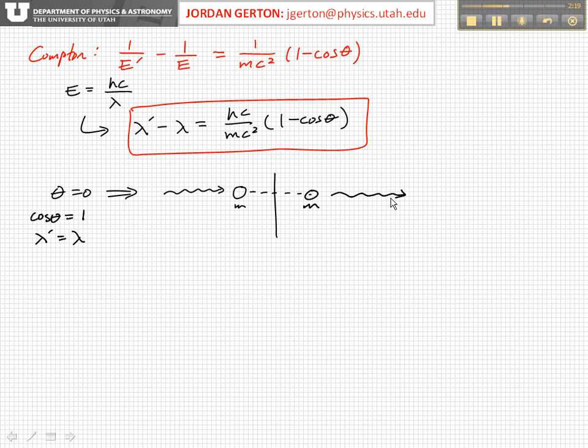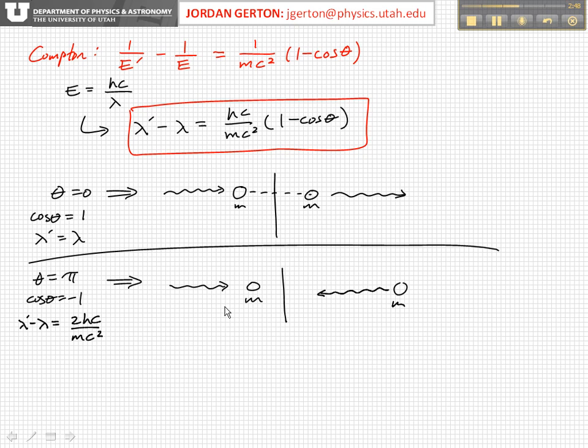Okay, let's look at some limiting cases here. If we make theta equal 0, that corresponds to the photon coming in along the x-axis and leaving along the x-axis, which says that it didn't scatter at all. So this term becomes 0, and this equation tells us that the outgoing wavelength is equal to the incoming wavelength, which makes sense because it didn't scatter.